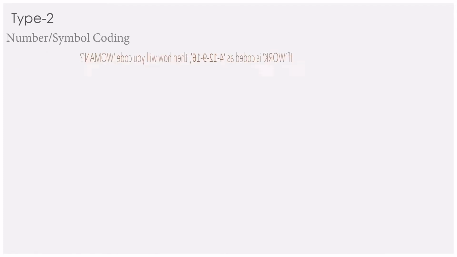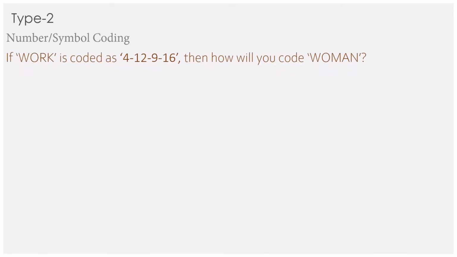So moving on to the next type in our journey of NTSE, we are coming up with a new one, that is number coding. Let's bring in type 2, that is number or symbol coding. First let's go on with number, and then let's go ahead with symbol. They are giving the question as: if WORK is coded as 4, 12, 9, 16, then how will you code WOMAN?